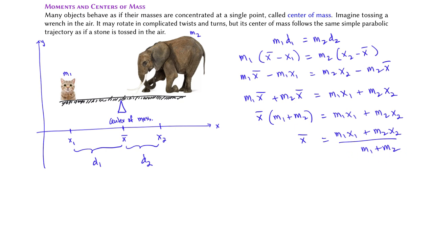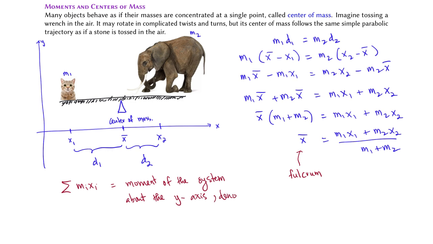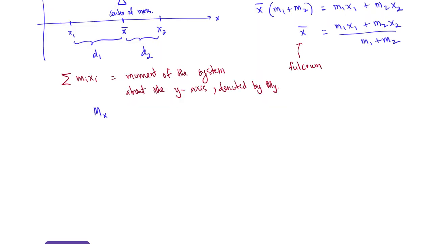The denominator m1 plus m2 is called the total mass. Each of the terms in the numerator, m1 x1 and m2 x2, is called a moment. x bar is called the fulcrum. m1 x1 and m2 x2, the moments, are measured from the y-axis. x1 is the horizontal distance from the y-axis, and x2 is the horizontal distance from the y-axis. Their sum, the sum of mi xi, is called the total moment of the system about the y-axis because each of the xi is measured from the vertical y-axis. This is denoted as capital M sub y, just to remind us that these are computed from the y-axis.